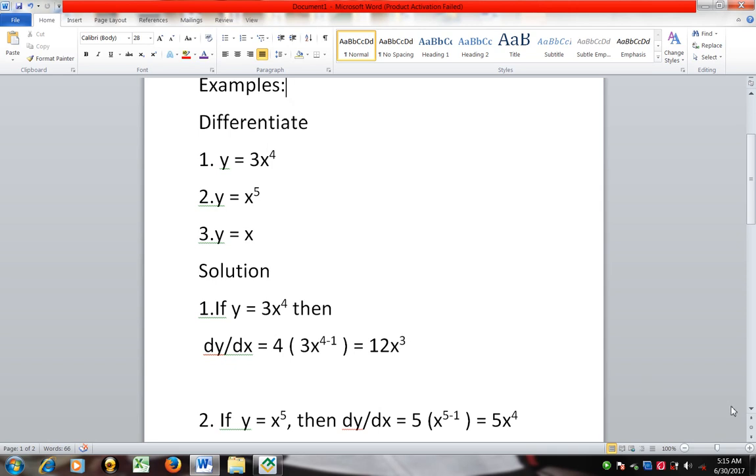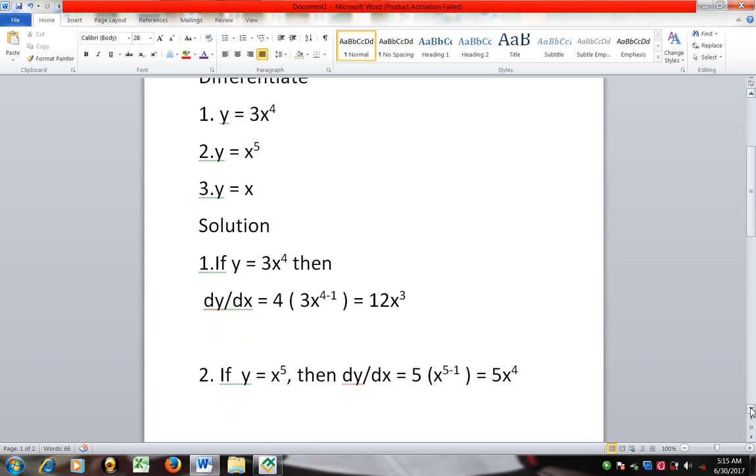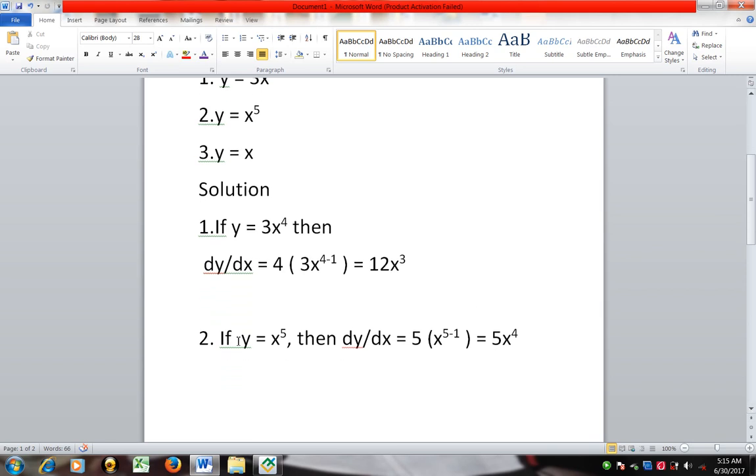That is how we do that differentiation. Another question is y equals x raised to power 5. Now dy/dx will be equal to, bring the 5 out, 5 times the original function, which was x raised to power 5, then subtract 1 from the power. So that is 5x raised to power 4. So our y is x raised to power 5, then dy/dx is 5x raised to power 4.